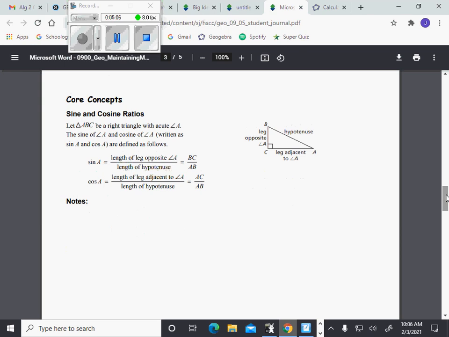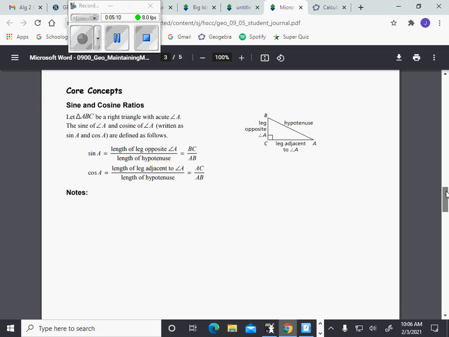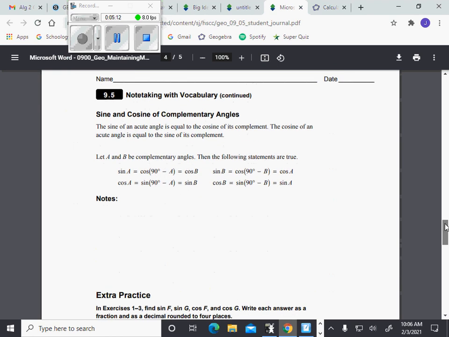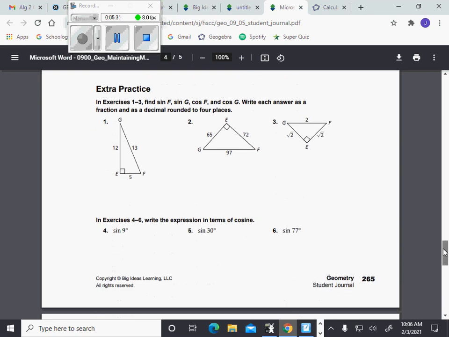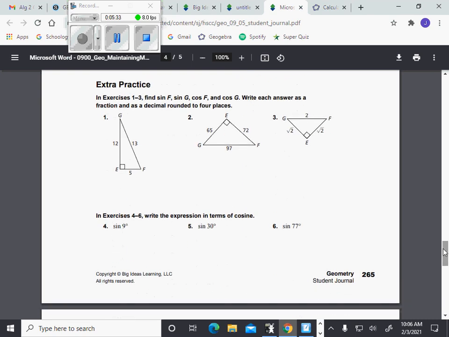Sine and cosine ratios, we went through that at the beginning. Sine and cosine of complementary angles. The sine of an acute angle is equal to the cosine of its complement. So the cosine of an acute angle is equal to the sine of its complement. We'll get into some examples down below.